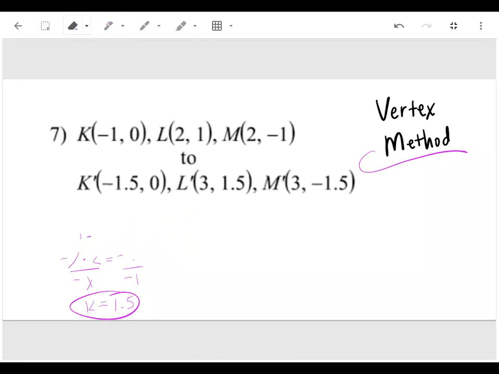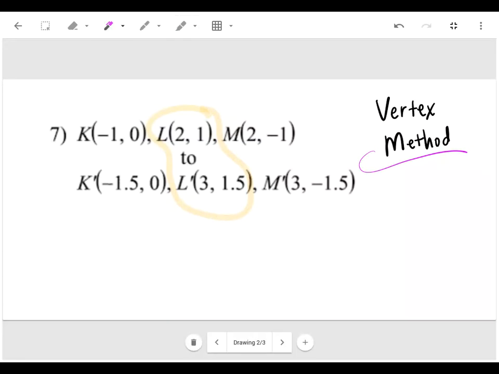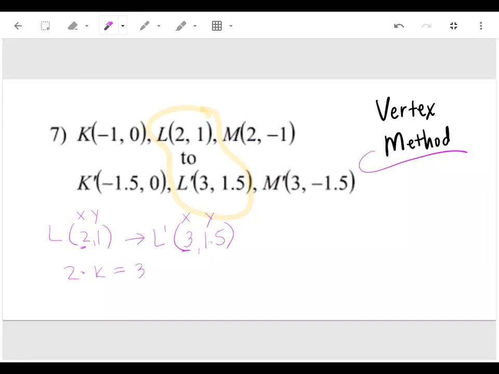Now if I try the same thing again with the second set of ordered pairs, L to L prime, let's see if I get the same result. L starts off as (2, 1). It gets dilated to L prime, which is (3, 1.5). Again, our original x and y values are here, and these are our new x and y values. If I start with 2, 2 was multiplied by some scale factor to give us 3. To figure out the scale factor, we divide both sides by 2, and we get k is equal to 1.5. Lo and behold, the same scale factor I got from before.